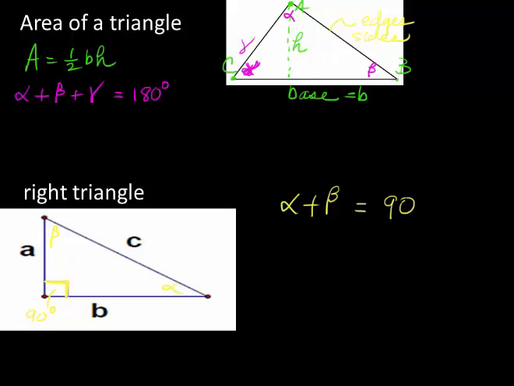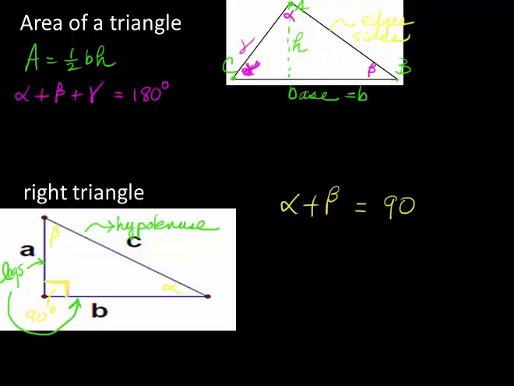And let's call these sides the legs. These are called the legs of a right triangle, the ones that are perpendicular to each other. Those are the legs, and this longest side is the hypotenuse. We see that the legs are perpendicular and that the sum of alpha plus beta is 90 because this one is 90.